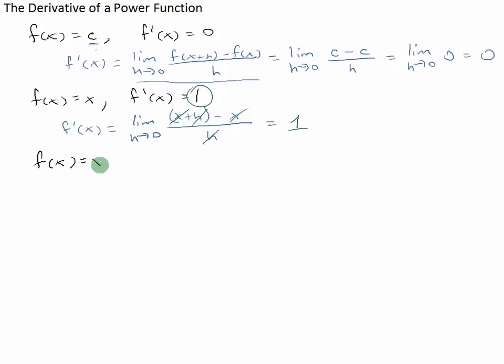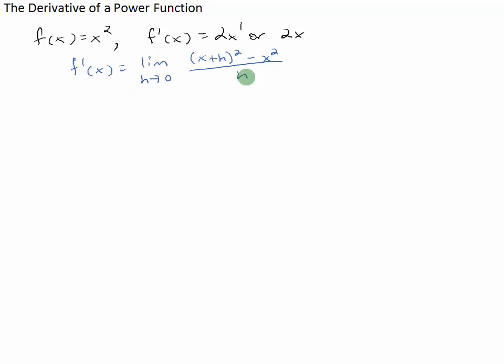Let's look at f of x equals x squared, and actually I'm going to need some more room, so I'm going to move this stuff out of the way. The derivative of x squared is 2x to the first, or just 2x. So let's see why that is true. f prime of x equals the limit. You're getting the hang of it, right? As h goes to 0 of f of x plus h, which in this case is x plus h squared, minus f of x, which is x squared, all over h.